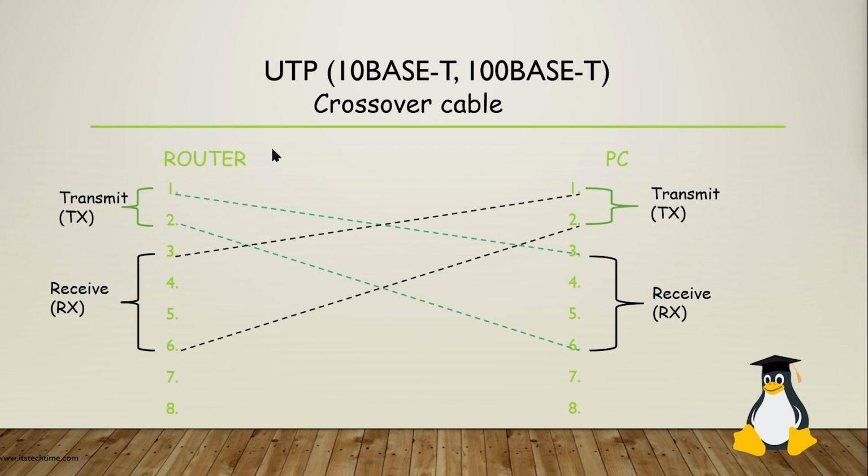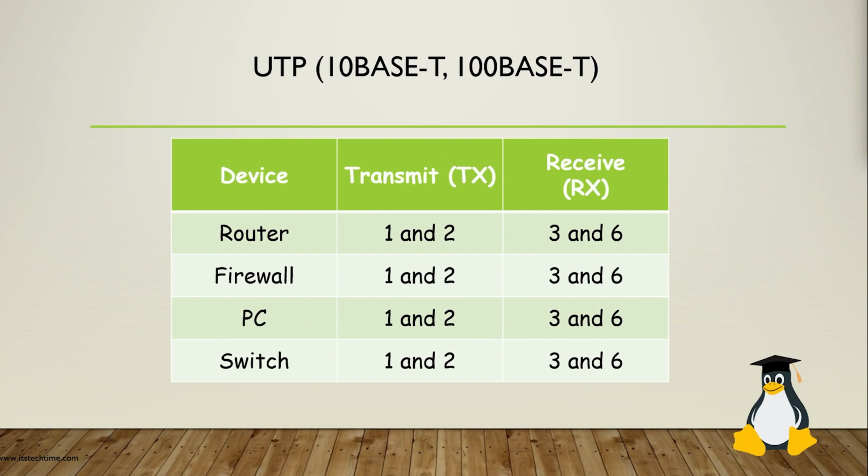So now, even if looking at something like a router and a PC, which both transmit data on pins 1 and 2, and they both receive data on 3 and 6, you can use a crossover cable to connect pins 1 and 2 from the router to pins 3 and 6 on the PC, and pins 1 and 2 on the PC to pins 3 and 6 on the router. And the pins being able to cross over like this allows both devices to send and receive data at the same time. Here's a chart showing some of the common devices you're going to see on a CCNA exam.